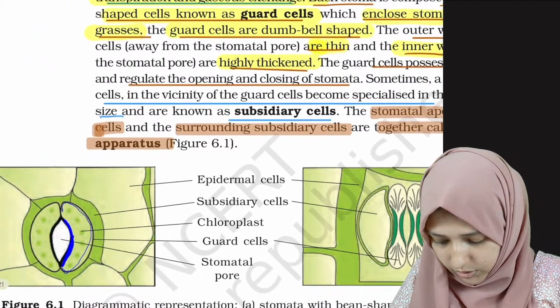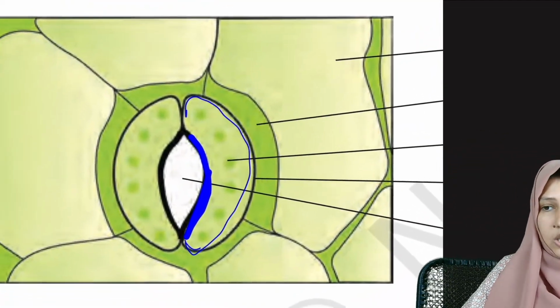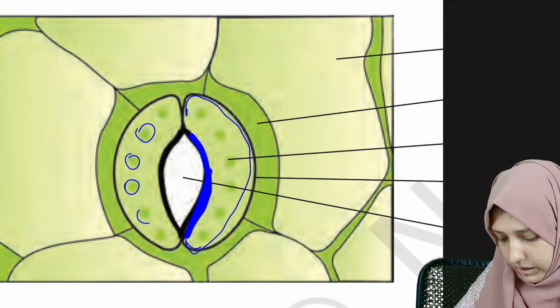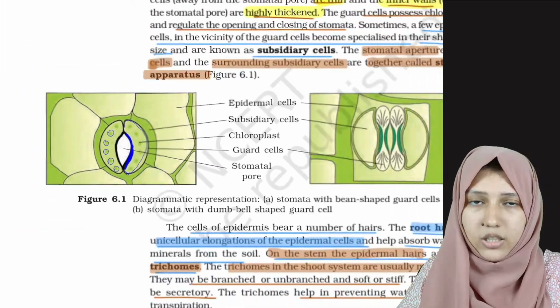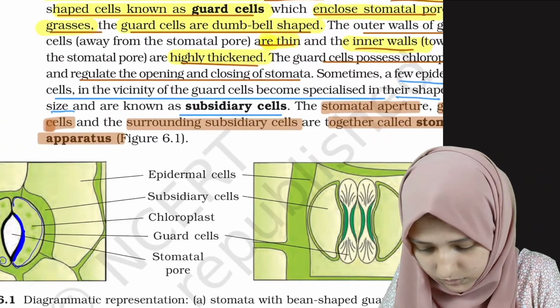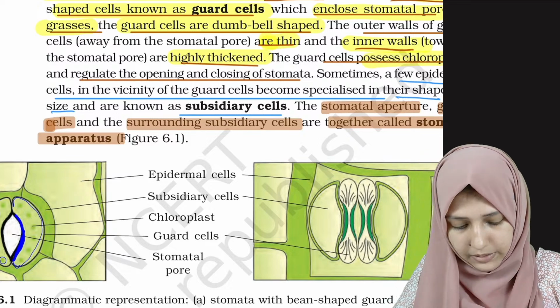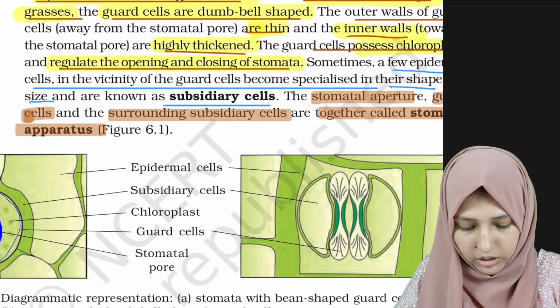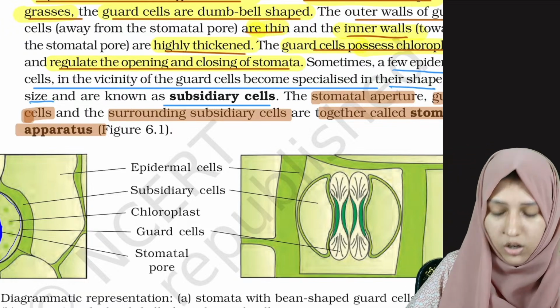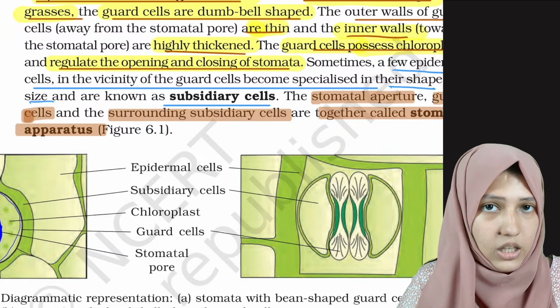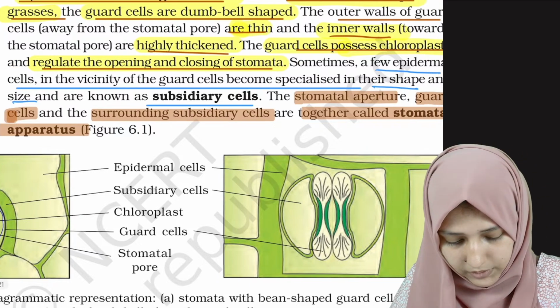Now the guard cells also have chloroplast. Just see the picture clearly, you can see some specific green structures. These are the chloroplast. So the guard cells are also possessing chloroplast. Now the function of guard cells: what is the function of guard cells? They will be regulating the opening and closing of stomata.